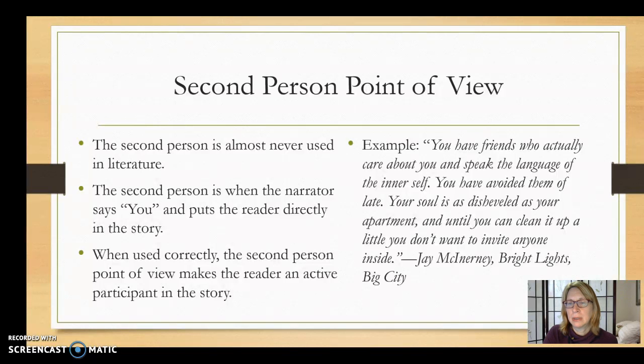Here's an example. "You have friends who actually care about you and speak the language of the inner self. You have avoided them of late. Your soul is as disheveled as your apartment, and until you can clean it up a little, you don't want to invite anyone inside." So you can see that use of you in the narration, and that is the marker for second person point of view.